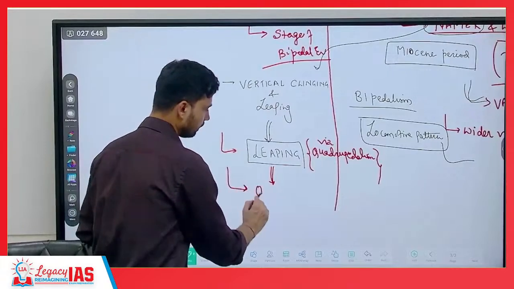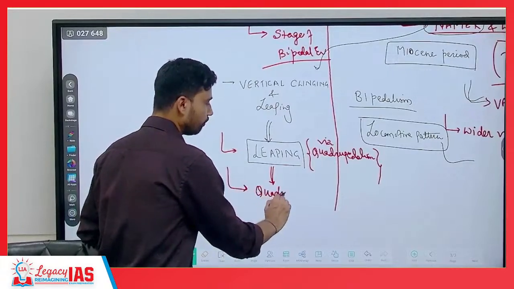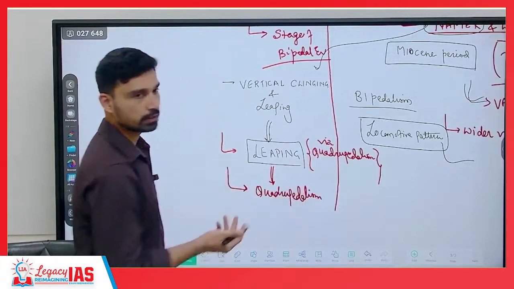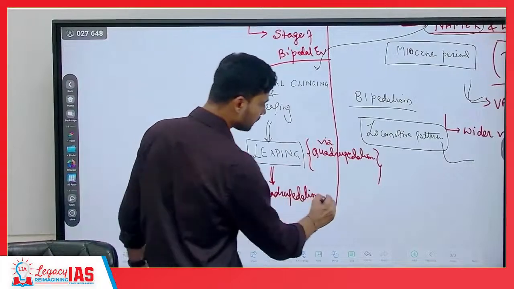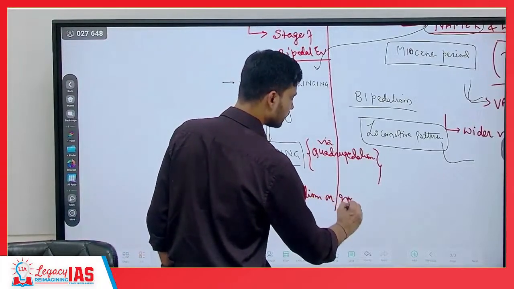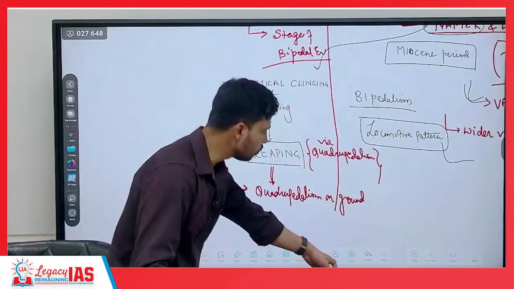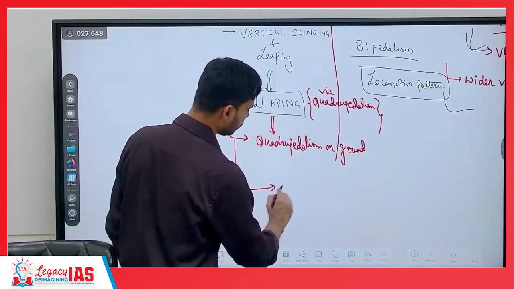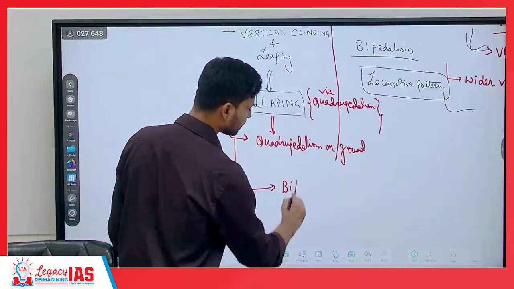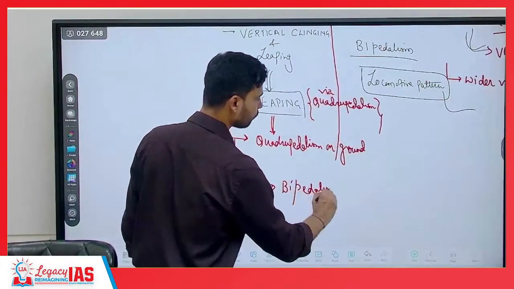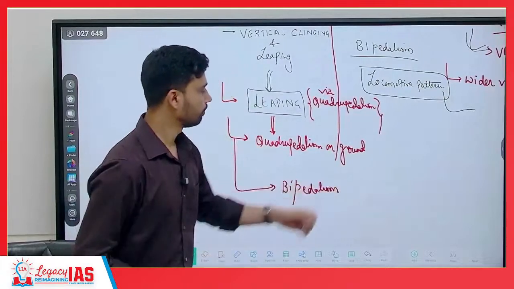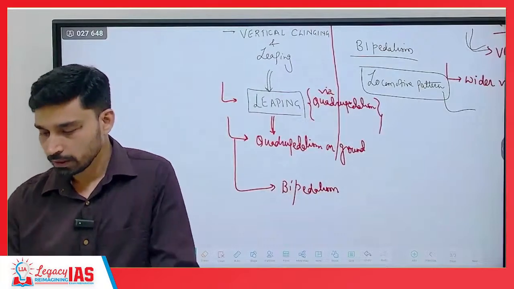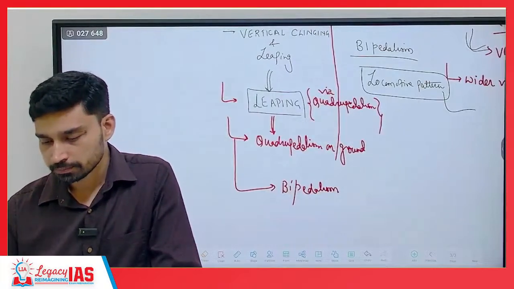Then they say we have quadrupedalism on the ground, because the trees disappeared, the dense forest disappeared, so there is nothing to leap on. So quadrupedalism on the ground developed in the next stage. And from this ground quadrupedalism, finally, due to the changes that we have discussed before, you have the evolution of bipedalism. So this is the four-stage evolution of bipedalism as given by Napier.